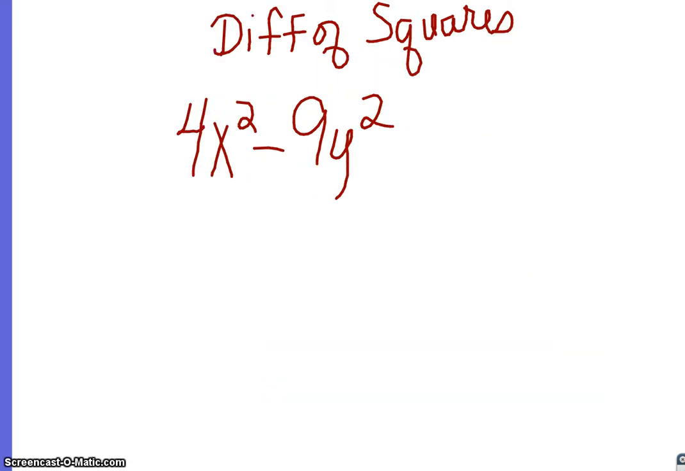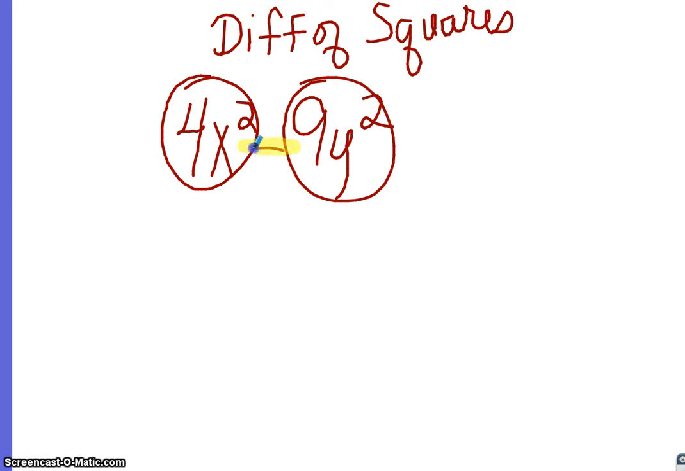Okay, now I'm going to do one that involves difference of squares. Remember, difference of squares, I'm okay if on your 200 problems you don't show all the steps, because you're going to go straight to asking yourself, what is the square root of that first term and what is the square root of that second term? And because I have a negative here, I know it's difference of squares.